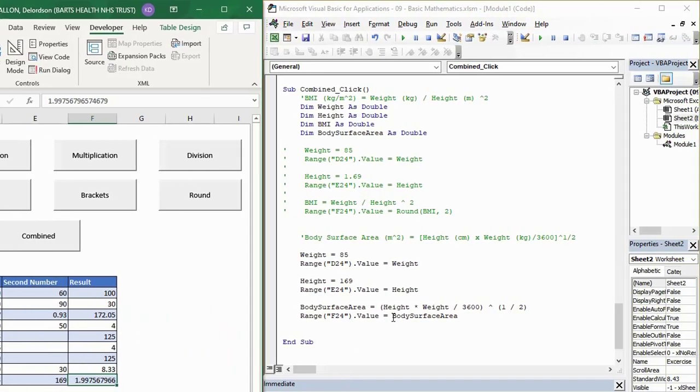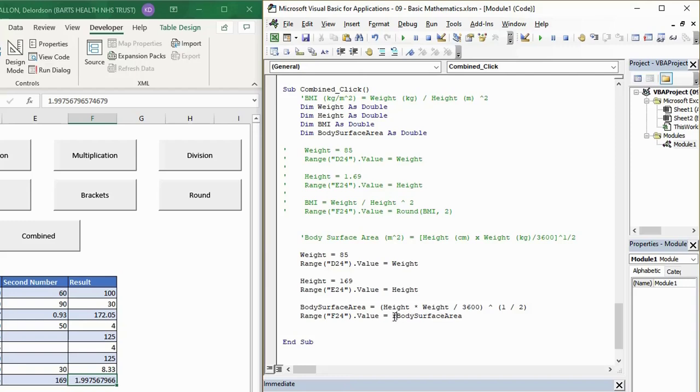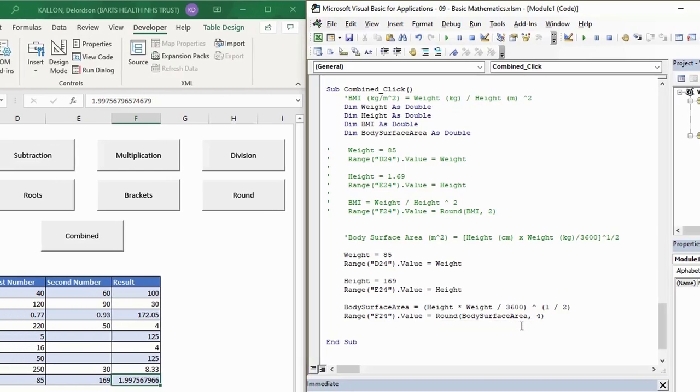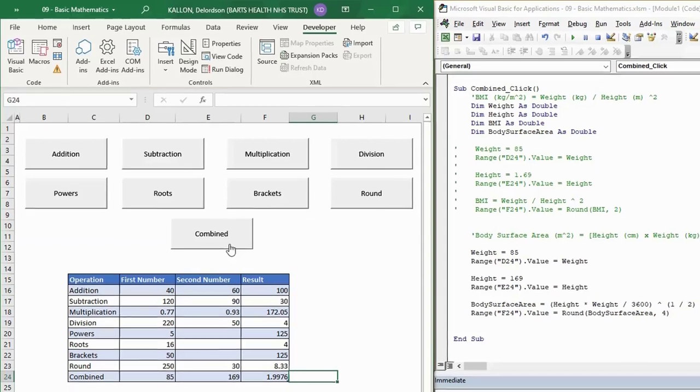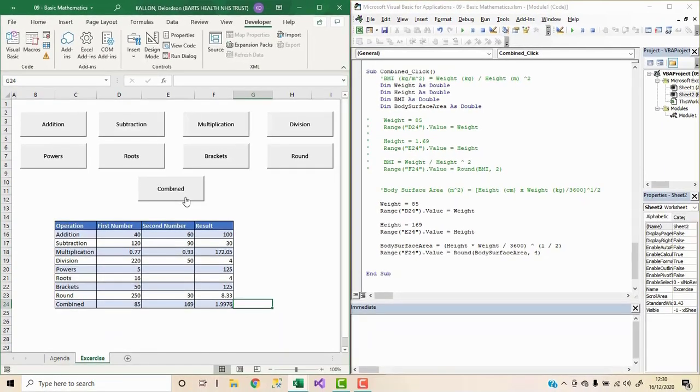In fact, let's round this to 4 decimal places. Let's run it again. And our body surface area will be 1.9976. Okay, so that's been a very quick demonstration of how to do basic mathematical calculations in Excel VBA. I hope you enjoyed that, and I will see you in the next video.